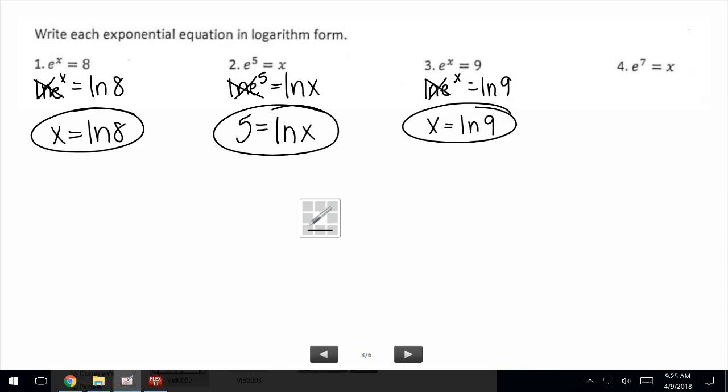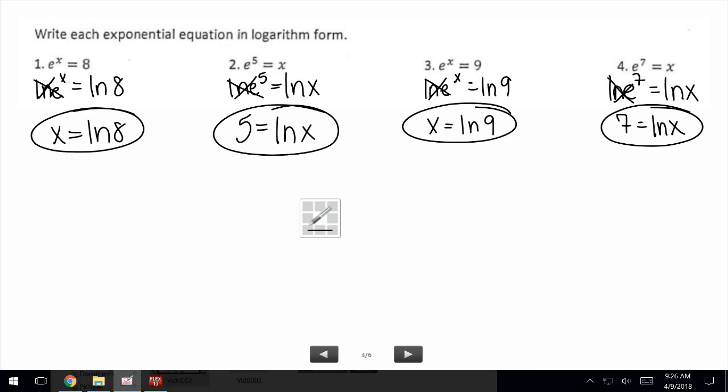X equals natural log of 9 should have been in number 3. Yep. And then number 4, you get 7 equals the natural log of x. How are we doing so far? Are we okay? Yes.